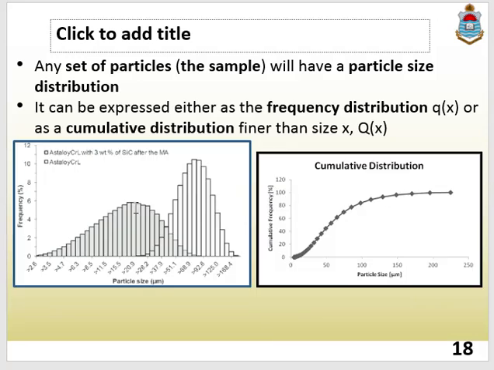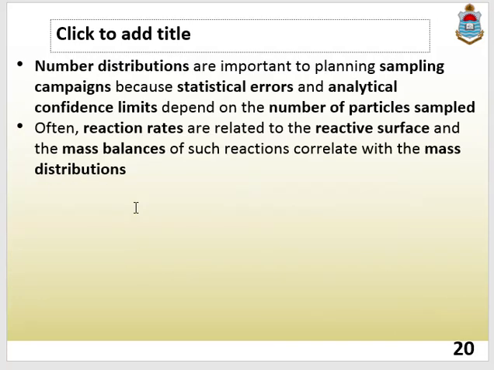The frequency plot shows us where the maximum weight lies and whether it is unimodal or multimodal, and on the other hand the cumulative distribution plot shows us if we need information like how much percentage of the material is below this size or above this size, etc. So this kind of information is extracted from the cumulative distribution.